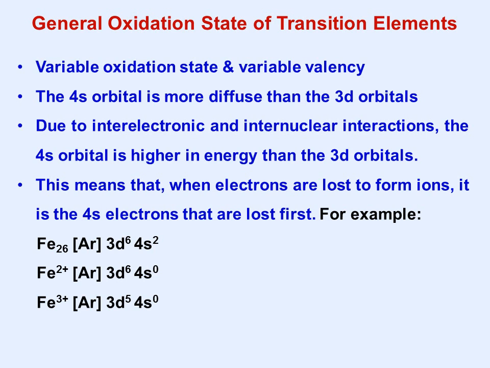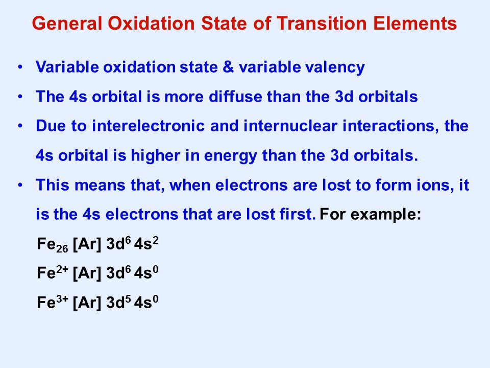Now, we are going to discuss some general oxidation states of transition elements. Transition elements are known to exhibit variable oxidation state and variable valency. Here, the 4s orbital is more diffuse than the 3d orbital. Due to interelectronic and internuclear interactions, the 4s orbital gets higher in energy than 3d orbital after filling. This means that when electrons are lost to form cations, then it is the 4s electrons that are lost first.